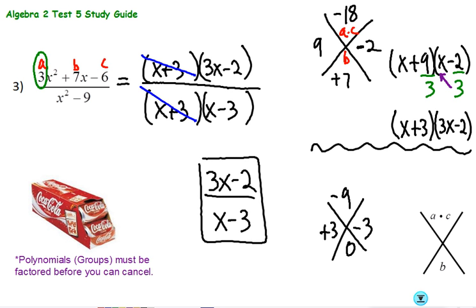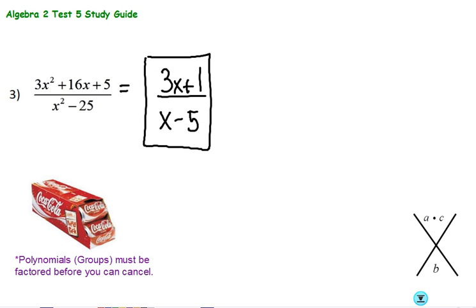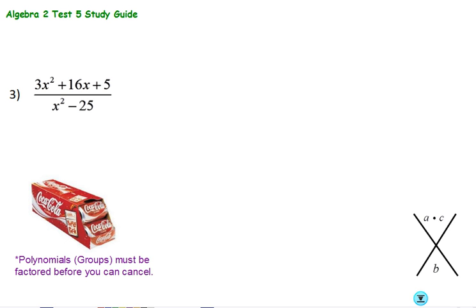All right, so let's see what you got with number 3 in the middle. You should have got 3x plus 1 over x minus 5. If you did get that one correct, great. Go ahead and pause it now and try number 3 on the right side. If you didn't get that one right, then let's take a look at the explanation on that one.